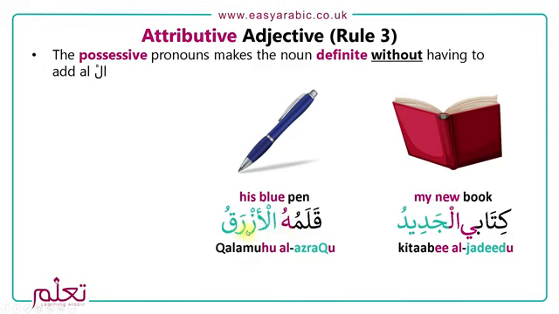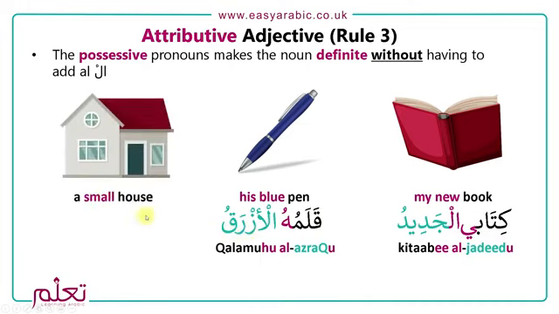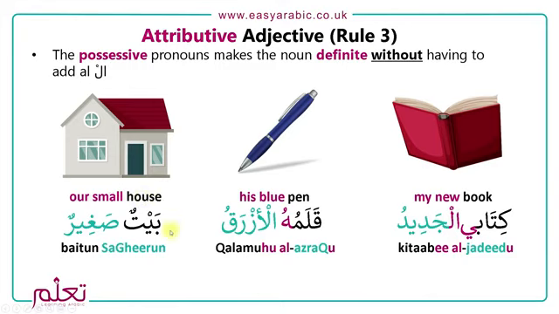Qalamuhu al-azraqu. We say a small house would be baytun saghirun. But if we were then to say our small house, when we say something is ours, we will add noon alif at the end. So it's baytuna as-saghiru, our house. This still stays the same, but we make it definite by adding al at the beginning. So we covered two rules here.